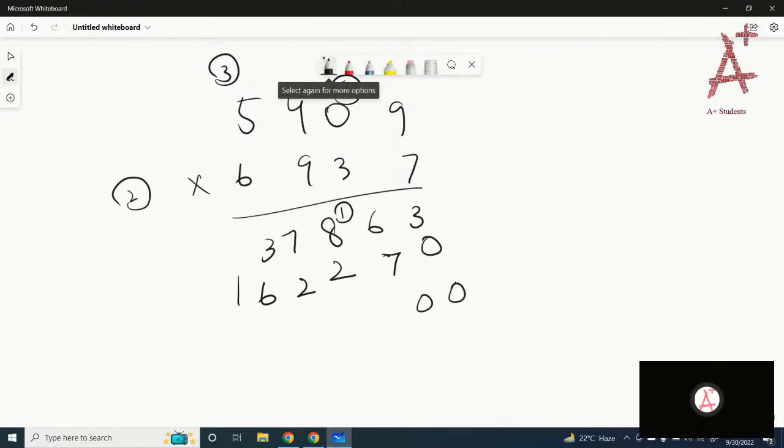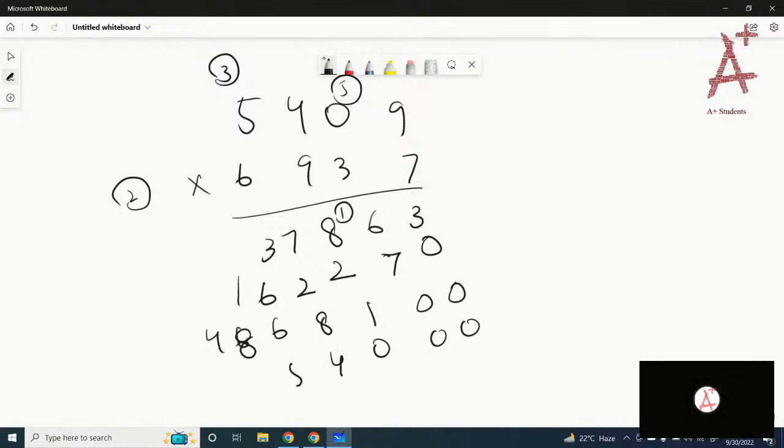9 times 9 is 81, write 1 and carry 8. 9 times 4 is 36, write 6 and carry 3. 9 times 5 is 45 and 3 is 48. Okay, now let's just multiply 6. So 6 times 9 is 54, write 4 and carry 5. 6 times 0 is 0 and 5, 6 times 4 is 24, write 4 and carry 2. 6 times 5 is 30 and 2 is 32.